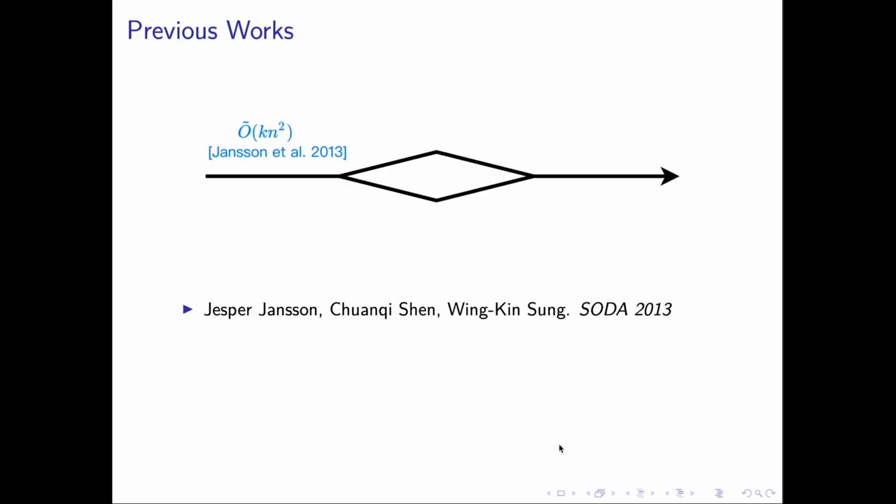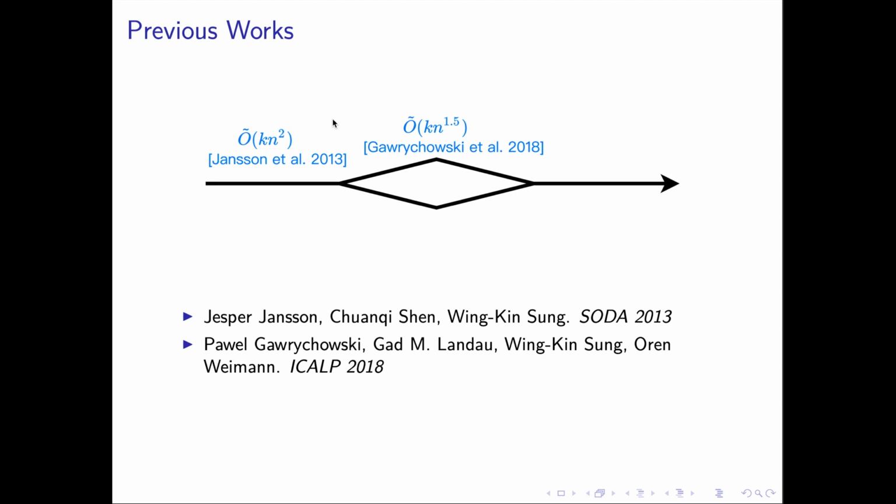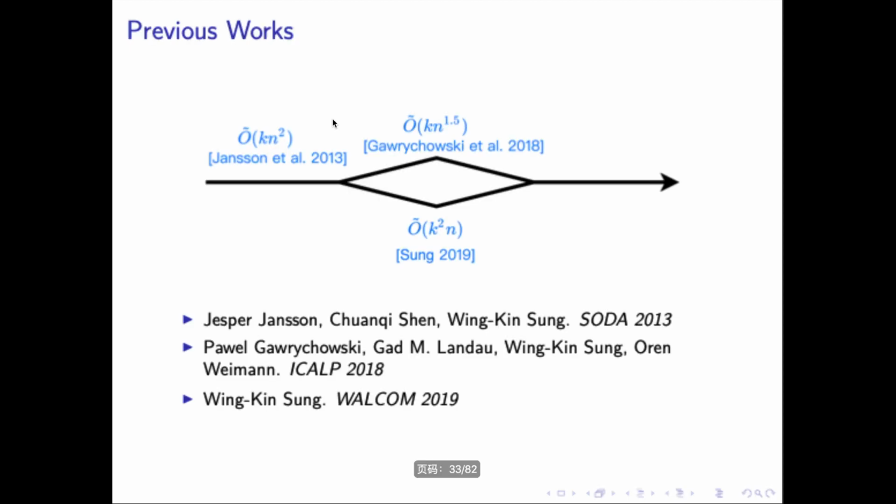In order to check whether a cluster is consistent with every previously inserted cluster, the naive implementation would need k times n cubic time, and it was improved to k times n squared time by Jensen and others. And then it was further improved to k times n to the 1.5 time complexity by Gawrychowski and others. And there's also another algorithm which takes k squared n time by Song, which has a very different idea.